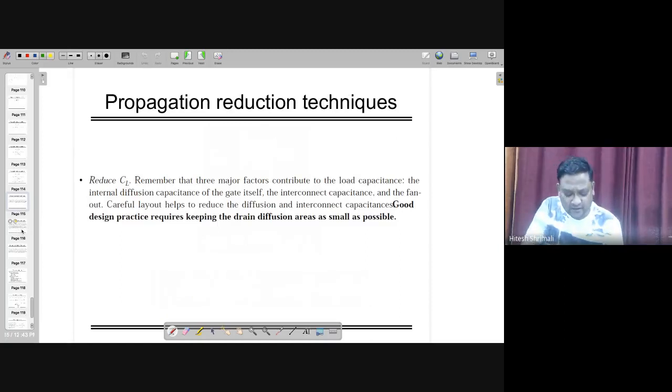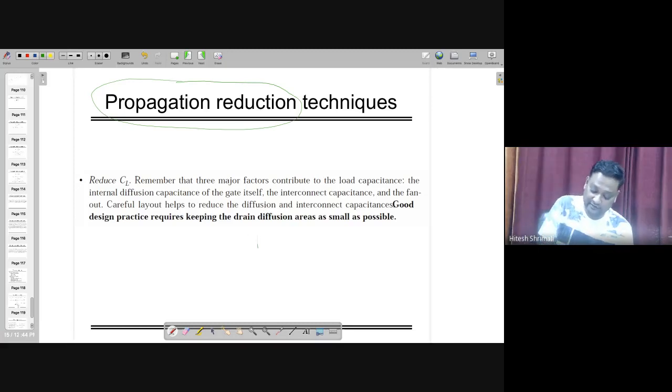Now, if you want to reduce the propagation delay, because sometimes you will be asked to design your inverter with propagation delay as one of the specifications, what can you do? You have only very limited things in digital design. You can see W by L of NMOS, W by L of PMOS, this is VDD, this is ground, this is input, and this is output.